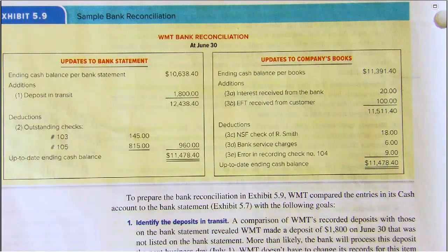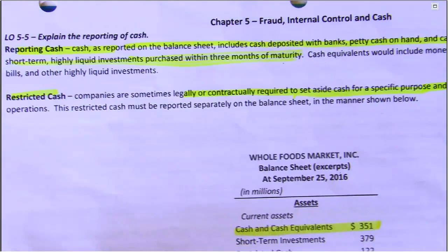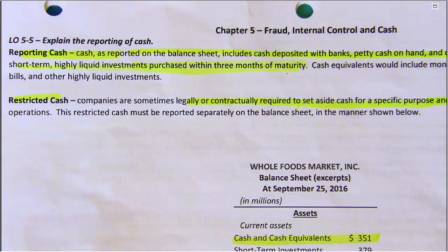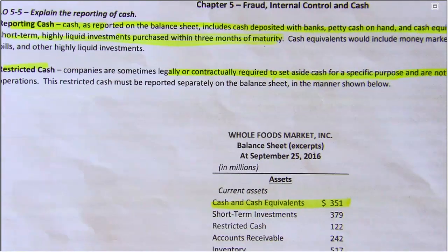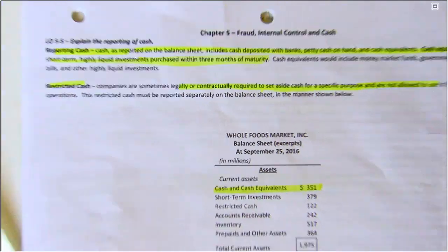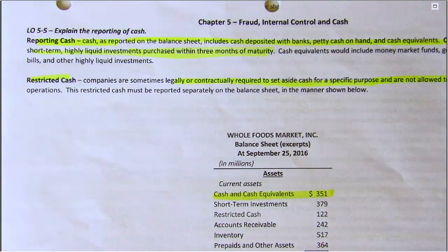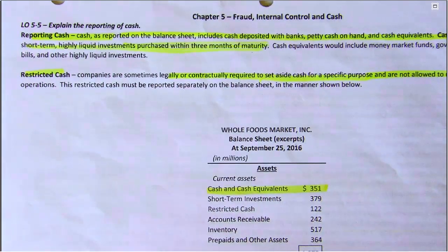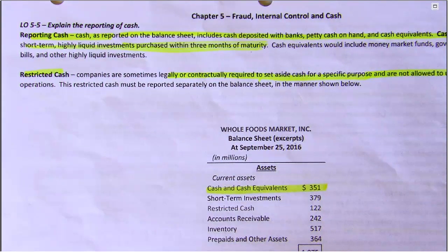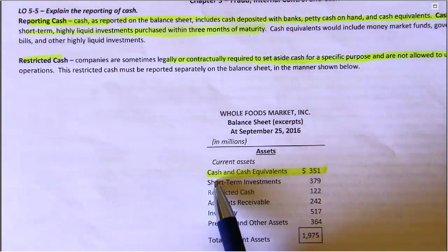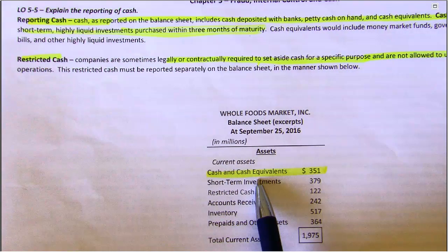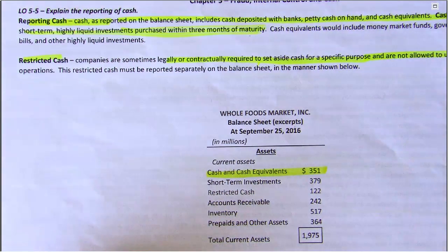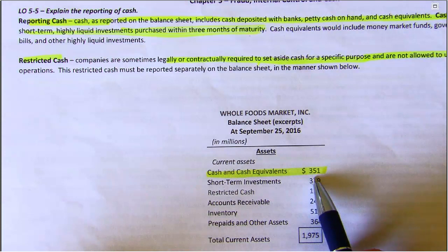Now we're almost done. The last thing I want to mention is on our last page of our notes, the reporting of cash. Now, when we do our balance sheet, we don't report to our stockholders every single checking account and cash account balance separately. We kind of lump them together in a category called cash and cash equivalents. So there might be several checking accounts and cash equivalents that add up to this amount. You don't have to separately list every single account.